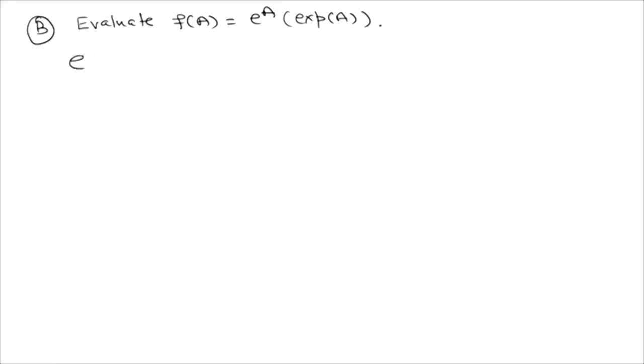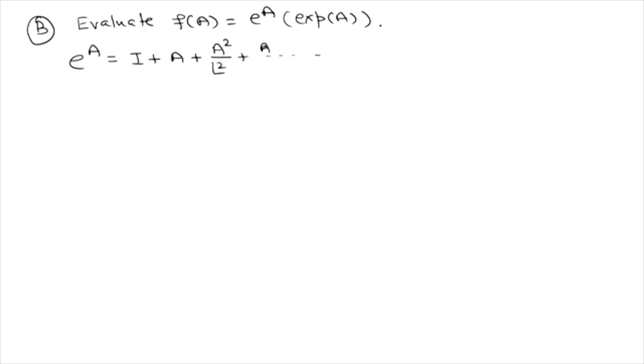Now let me take the second case. Evaluate F of A equals e raised to power A, where this means the exponential of matrix A. As we know for e raised to power A, if I open the series, it will become I plus A plus A square by factorial 2 plus, and so on up to infinity.